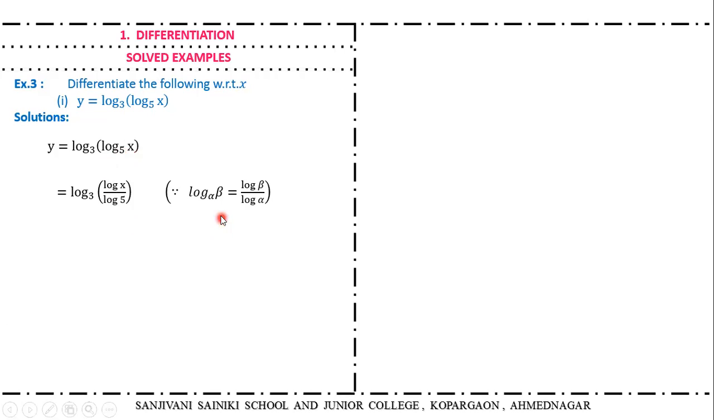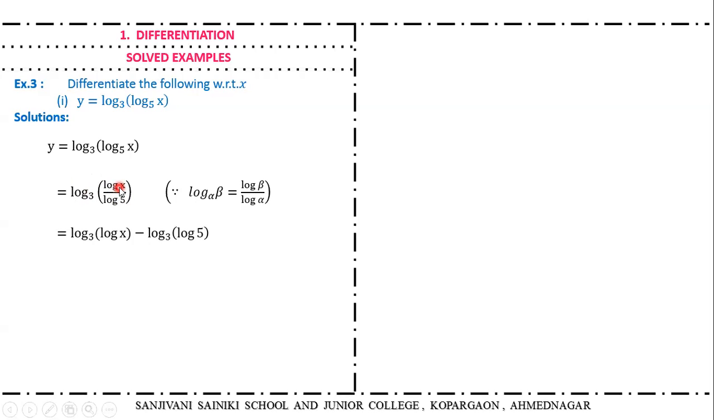We have the formula log of beta to the base alpha is equal to log of beta to the new base upon log of alpha to the new base. I have not written the base here because I am considering that the base is e. So this can be written like this, log x upon log 5 to the base 3.